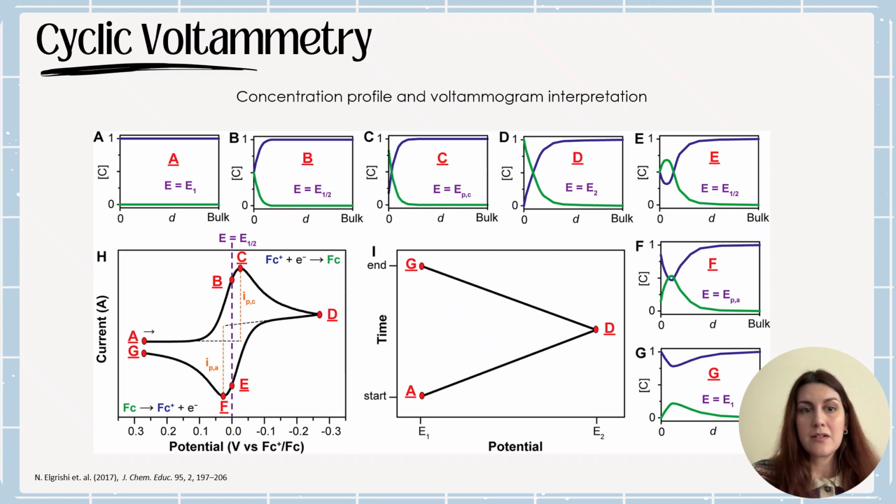Again, the current initially increases as the reaction proceeds and then decreases as the concentration profile evolves. Finally, we return to point G, where the system approaches its starting conditions as the concentration gradients begin to relax through diffusion back toward the bulk equilibrium. The key idea illustrated by this is that the shape of the cyclic voltammogram is strongly governed by diffusion and concentration gradients near the electrode surface.